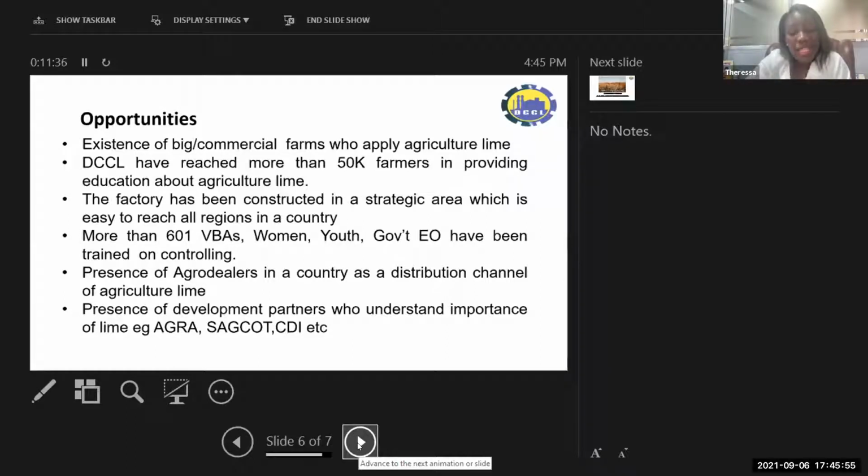And the other opportunity is that there are still people who believe in agricultural lime, for which I'm very grateful to AGRA, who saw us and were able to give us a push and support. With their presence in our company, we were able to grow from 200,000 metric tons to 8,000 plus metric tons, which we were able to sell last year.